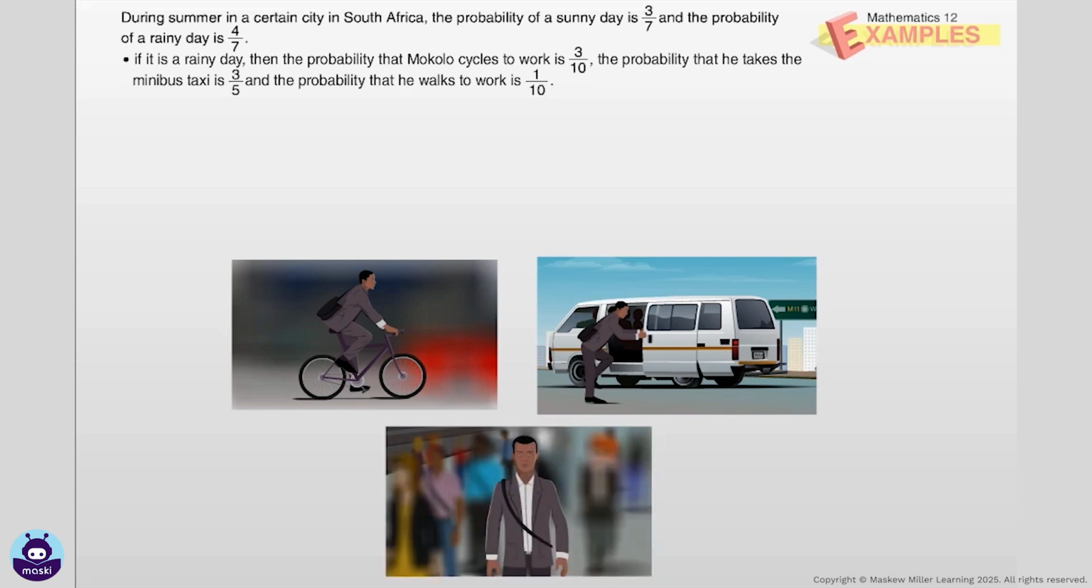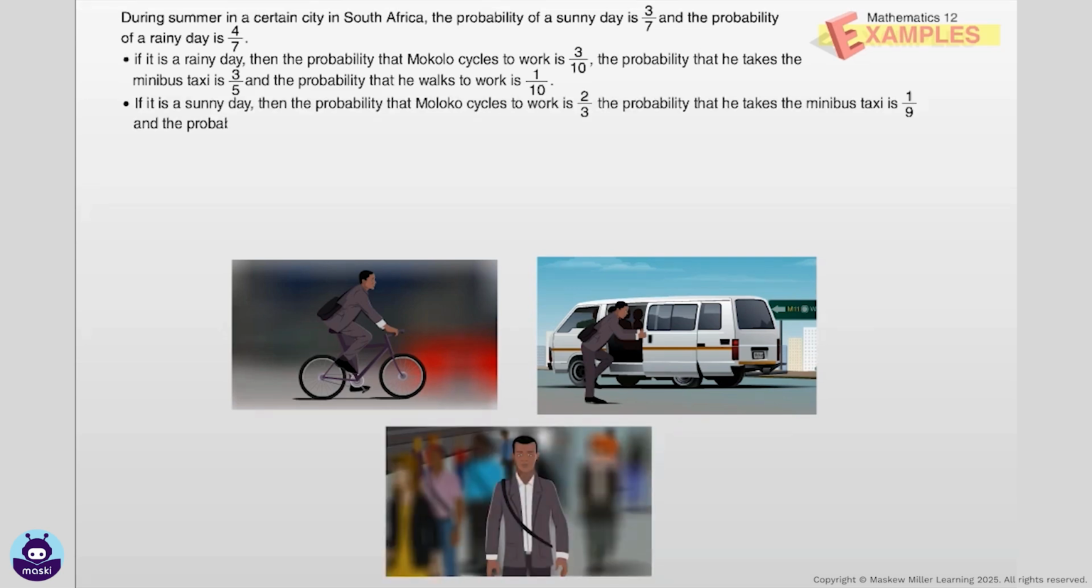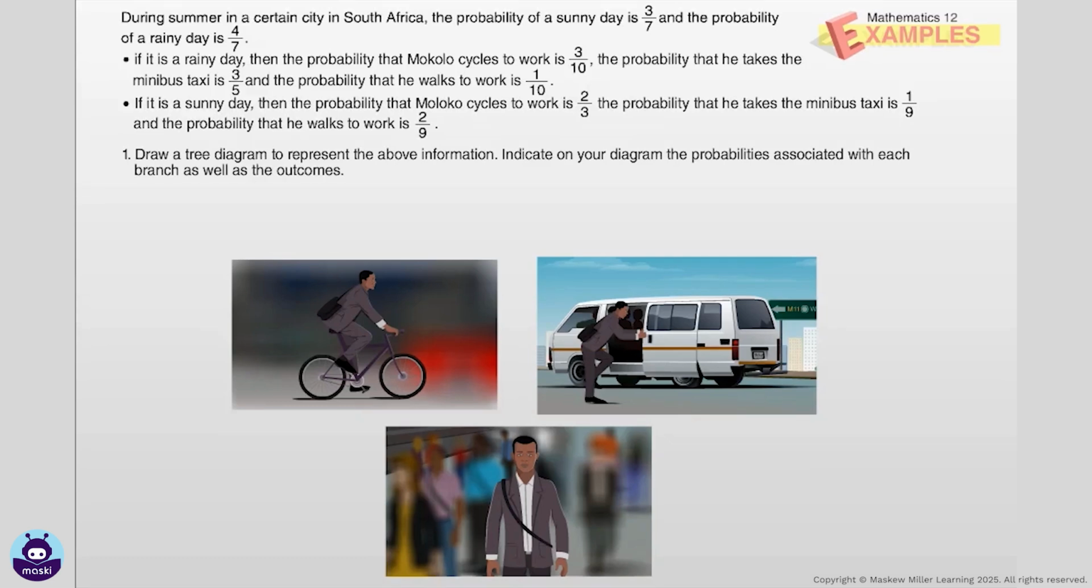If it is a sunny day, then the probability that Moloko cycles to work is 2 out of 3. The probability that he takes the minibus taxi is 1 out of 9, and the probability that he walks to work is 2 out of 9. Draw a tree diagram to represent the above information. Indicate on your diagram the probabilities associated with each branch, as well as the outcomes.